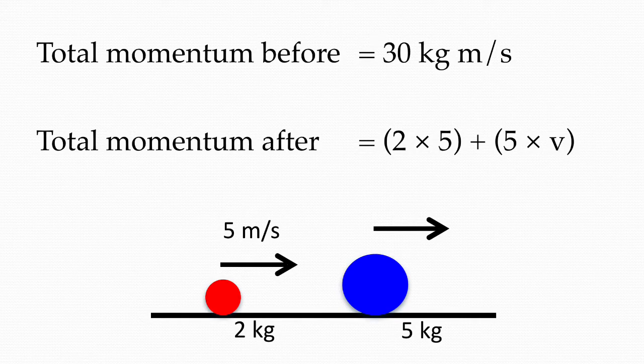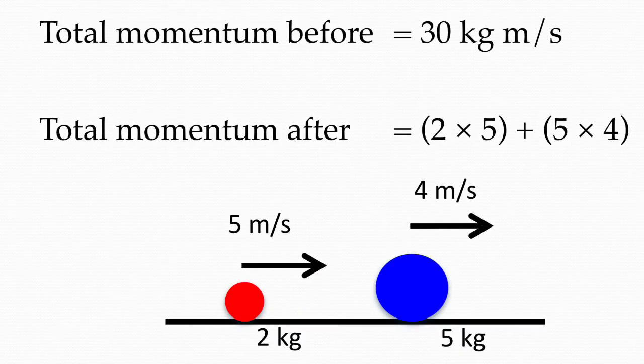If its mass is 5 kilograms and its momentum is 20 kilogram meters per second, then we can find its velocity fairly simply. By dividing 20 kilogram meters per second by 5 kilograms, we find the velocity is 4 meters per second. So the blue ball would be travelling at 4 meters per second after the collision.